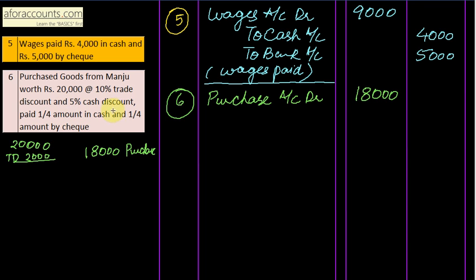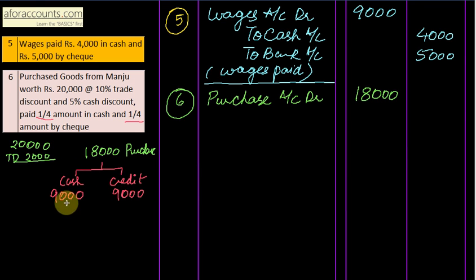And 5% cash discount, paid 1/4 amount in cash and 1/4 amount paid by check. 1/4 plus 1/4 means half. Half amount is immediately paid in cash, on that I will get 5% discount, and half amount is still credit, on that I will not get any discount. So just do the half. Half is cash and half is credit. So half of 18,000 is 9,000. 9,000 into 2 is 18,000, and 9,000 is credit. So credit does not have any discount.